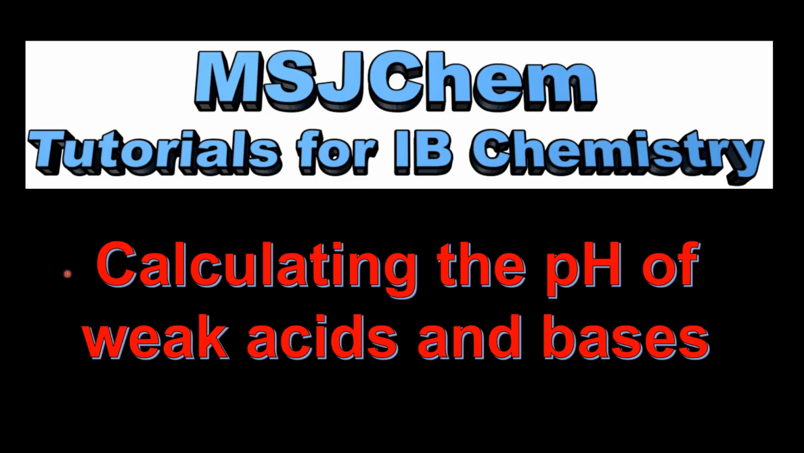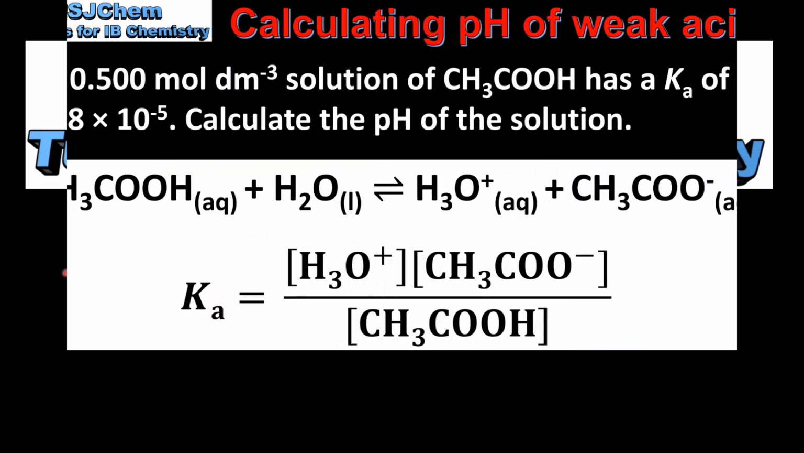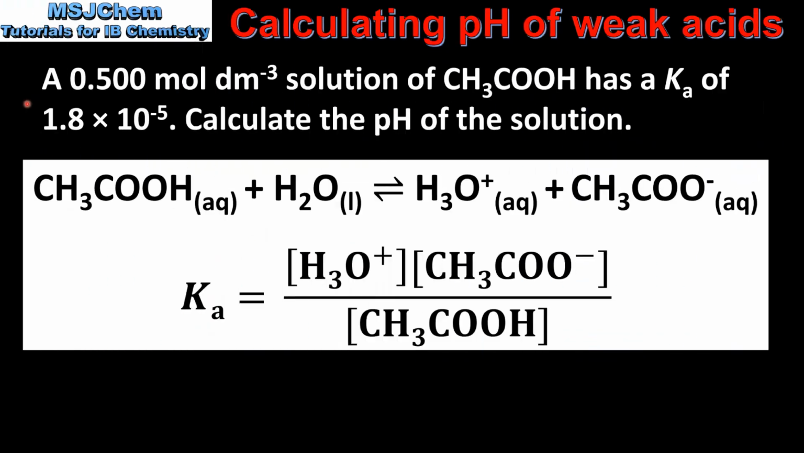This is MSJ Chem. In this video, I'll be looking at calculating the pH of weak acids and bases. In our first example, we'll calculate the pH of a weak acid. A 0.5 mole per decimeter cube solution of ethanoic acid has a Ka of 1.8 times 10 to the negative 5. Calculate the pH of the solution.